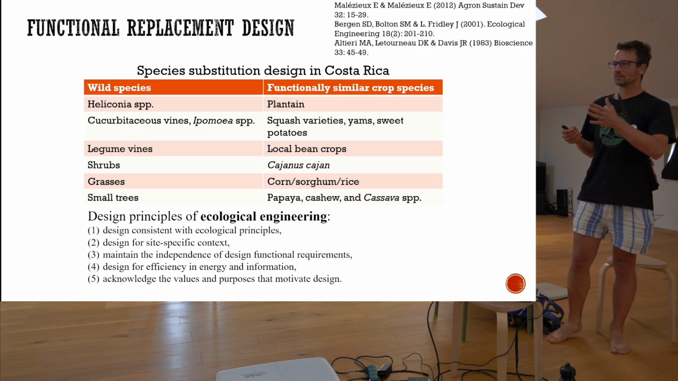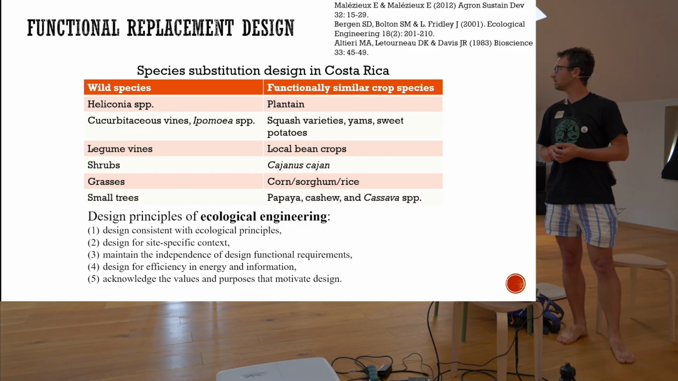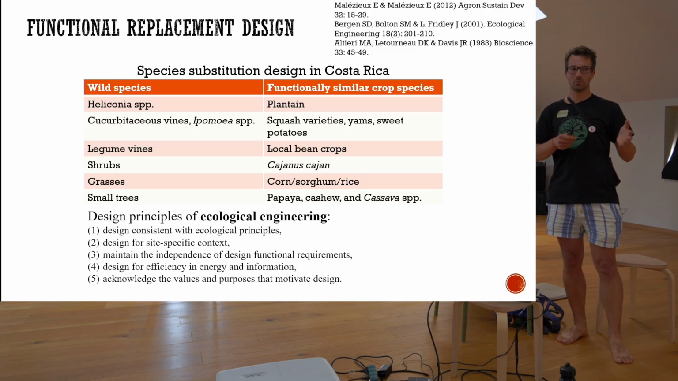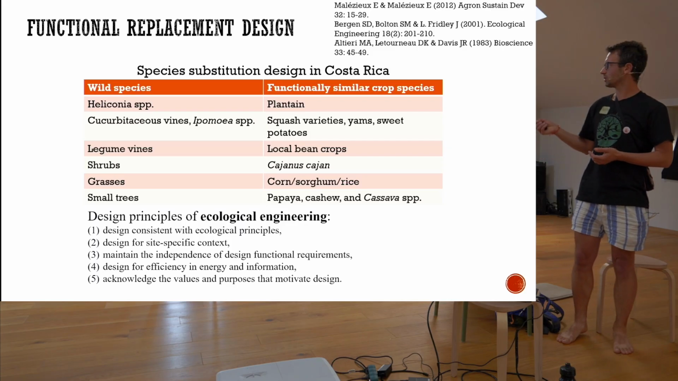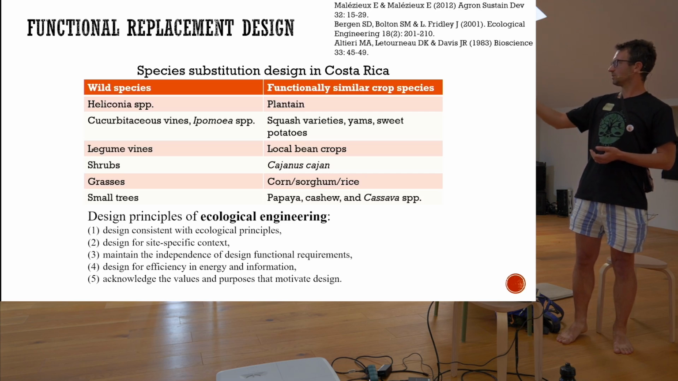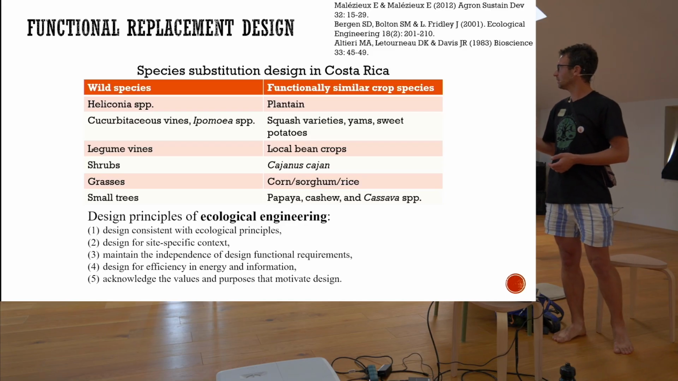One application of this rule is when you replace the plants which you see in natural communities with functionally similar cultural plants. You replace tree by tree, nitrogen fixer by nitrogen fixer, vine by vine, and create the design this way.